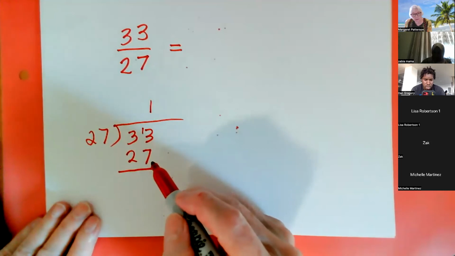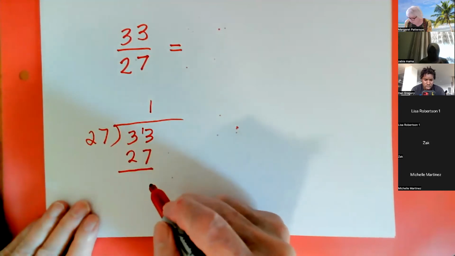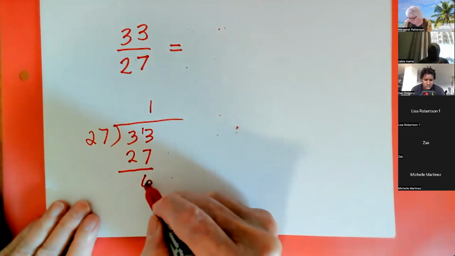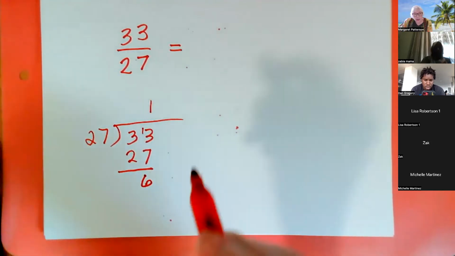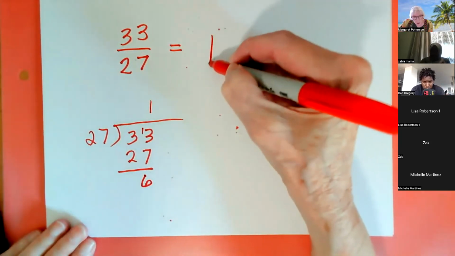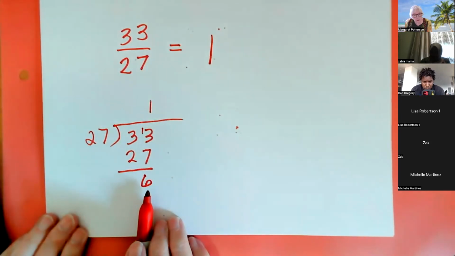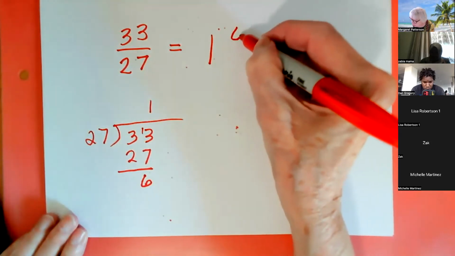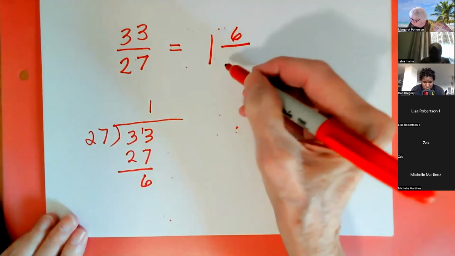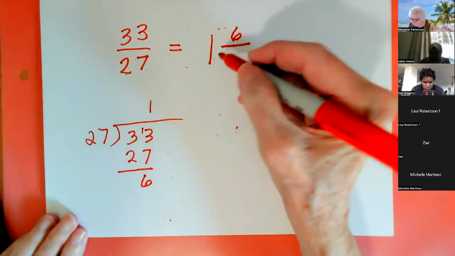Take away 7. 6. So the answer would be 1, and instead of saying remainder 6, we're going to say 6 over the divisor 27.